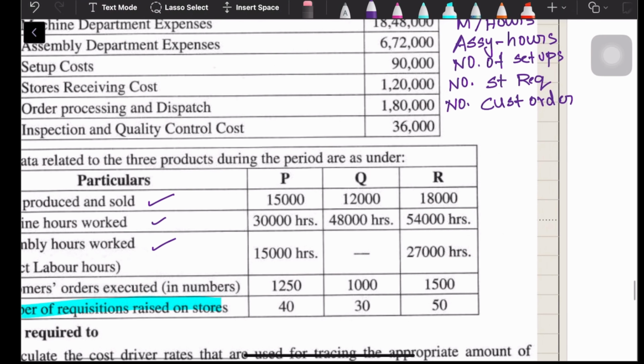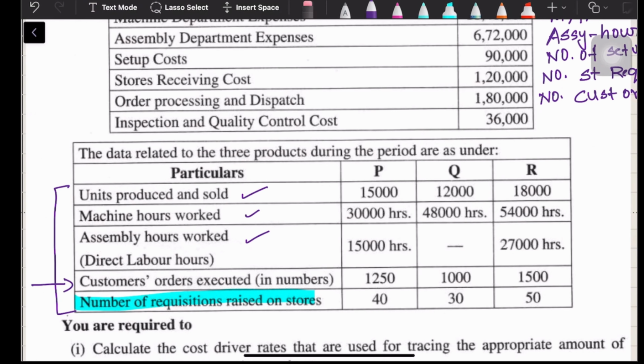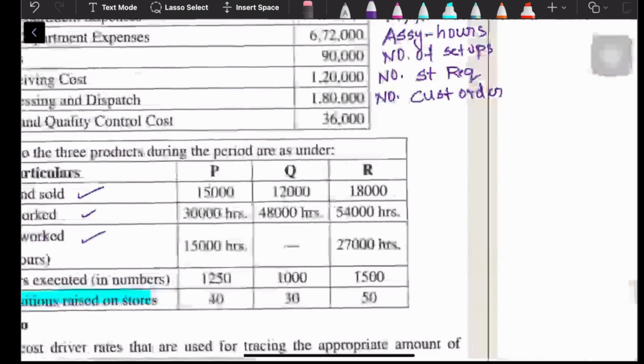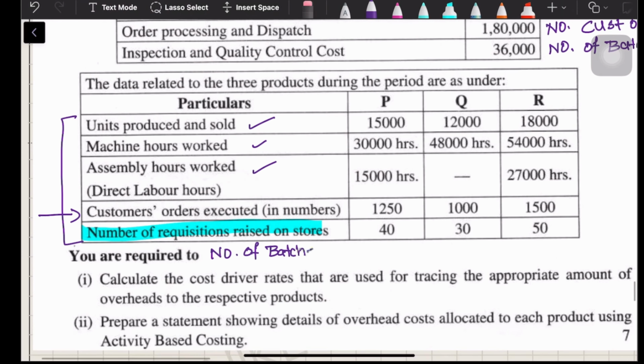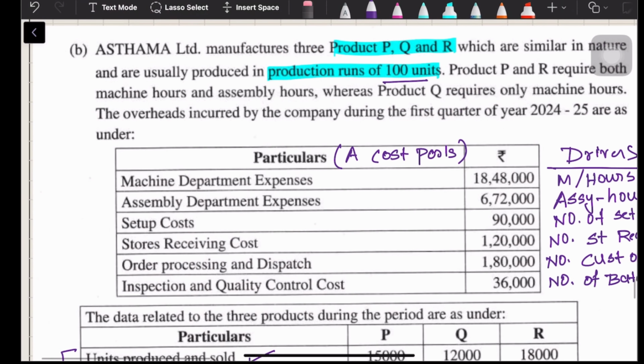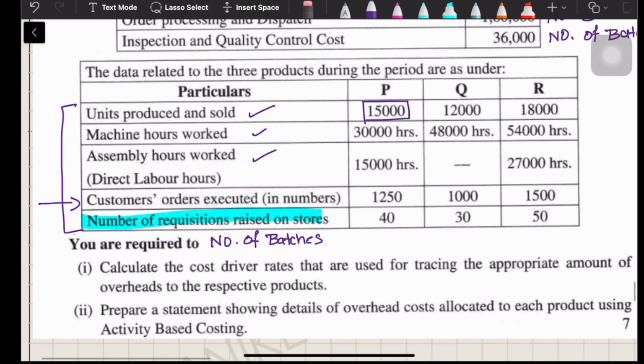The last one is inspection and quality control cost. Typically it is done once per production run or once per batch. So we have to take the number of batches. Let's also write another activity level, which is number of batches, which is not given. So we will first write that. Every batch has 100 units, so 15,000 units will be produced in 150 batches. Similarly for Q it will be 120 batches, and for R it will be 180 batches.